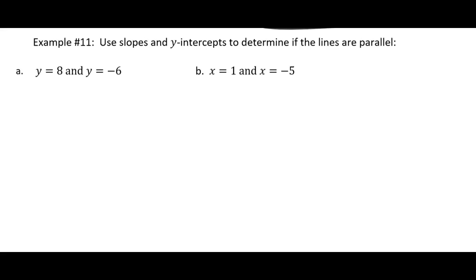Okay, use slopes and y-intercepts to determine if the lines are parallel. Well, in part A, you have y equals 8. Now, remember, this one has no x term, so that means it's a horizontal line, right? And this one says y equals negative 6. That's also a horizontal line. So are those parallel? Yeah, those are parallel.